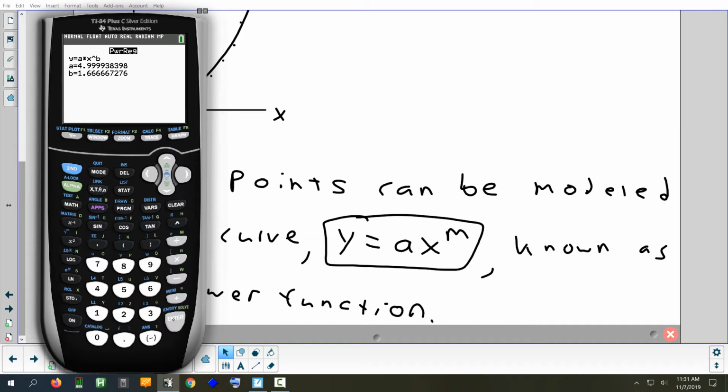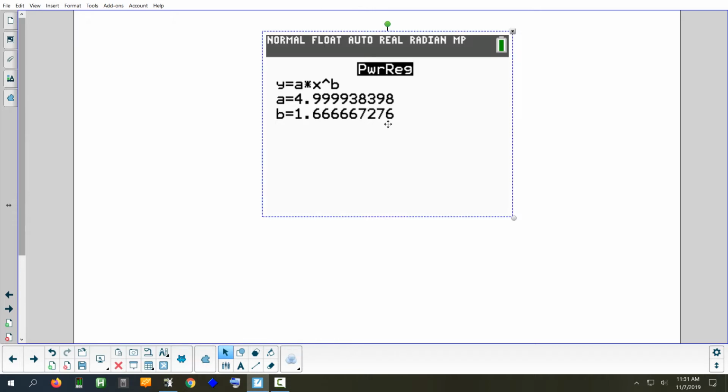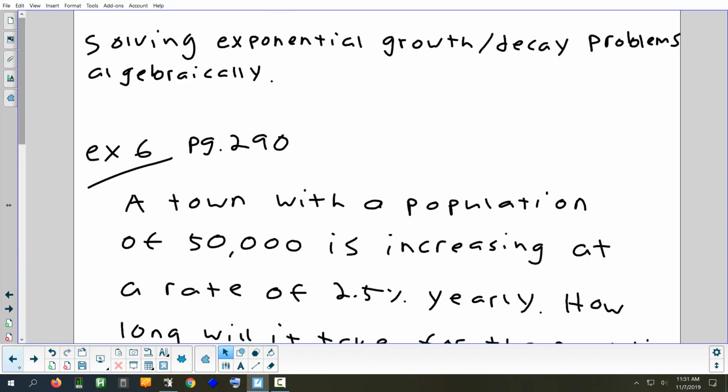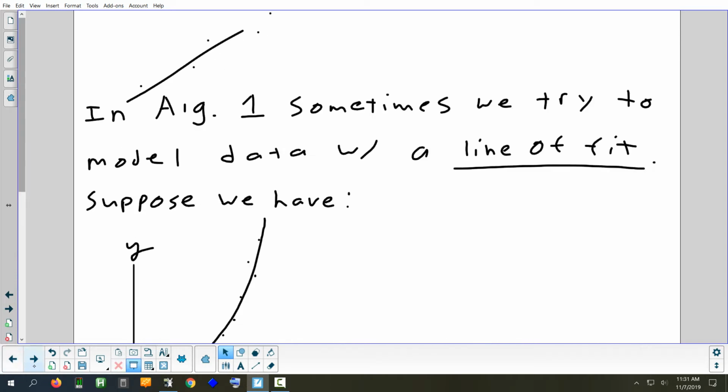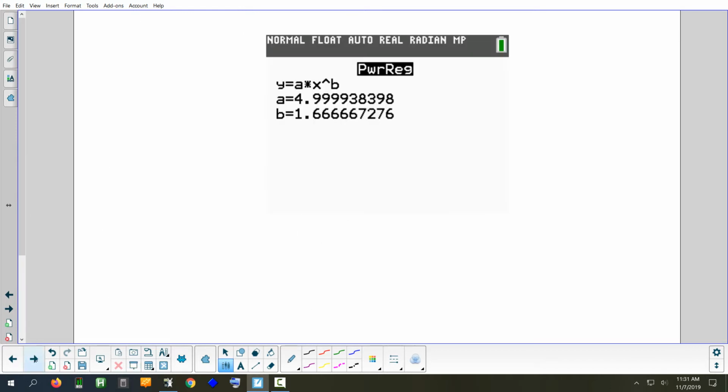And it's giving me my power model. Okay, let's look at the letters that it uses. It uses A for the number in front of x, and it uses B for the exponent. What did I use? So I used A for the number in front of x, and I used M for the exponent. Just the calculator uses B, our textbook uses M. Just the way it is.